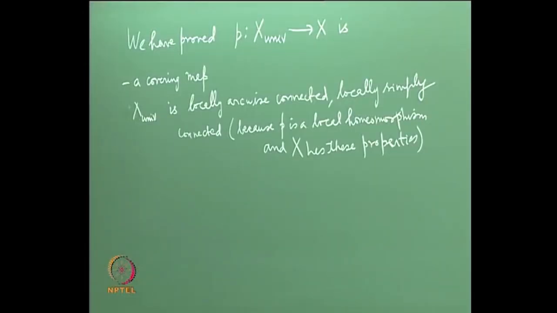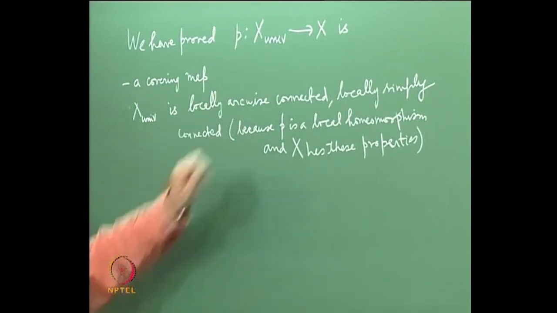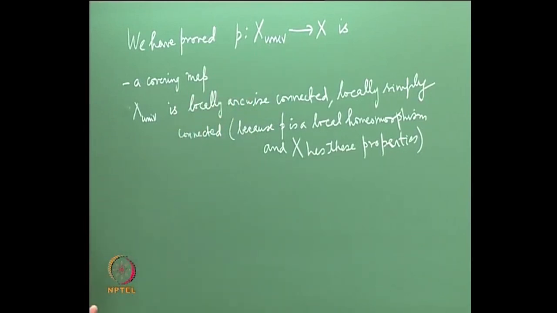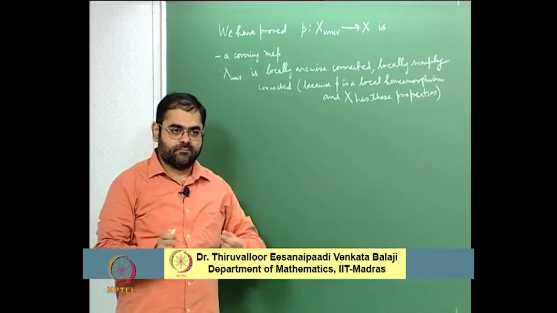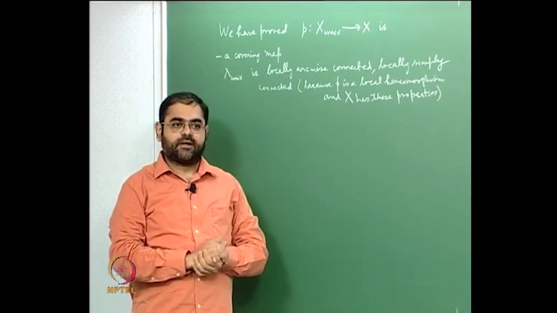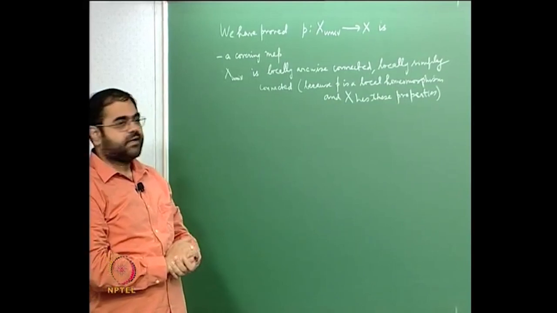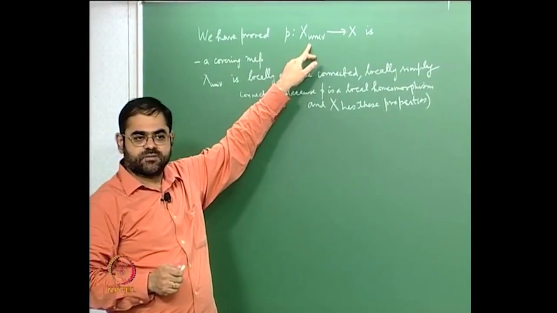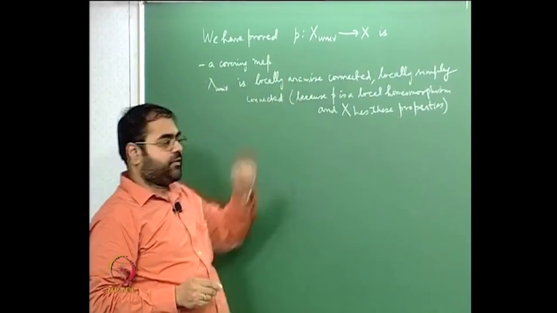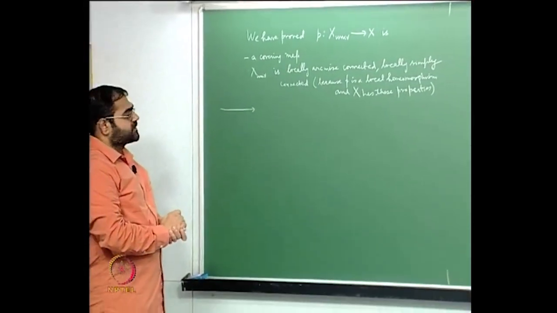Okay, so we have proved that this is a covering map, and so X univ is of course locally arcwise connected, locally simply connected. The only thing that remains to prove is that X univ is actually arcwise connected, globally arcwise connected, and we have to show that it is simply connected, which is what we are going to do. All right, and then towards the end we would like to see why the fundamental group of X can be identified as a subgroup of automorphisms of this universal covering. Okay, so first let's try to prove that X univ is arcwise connected.